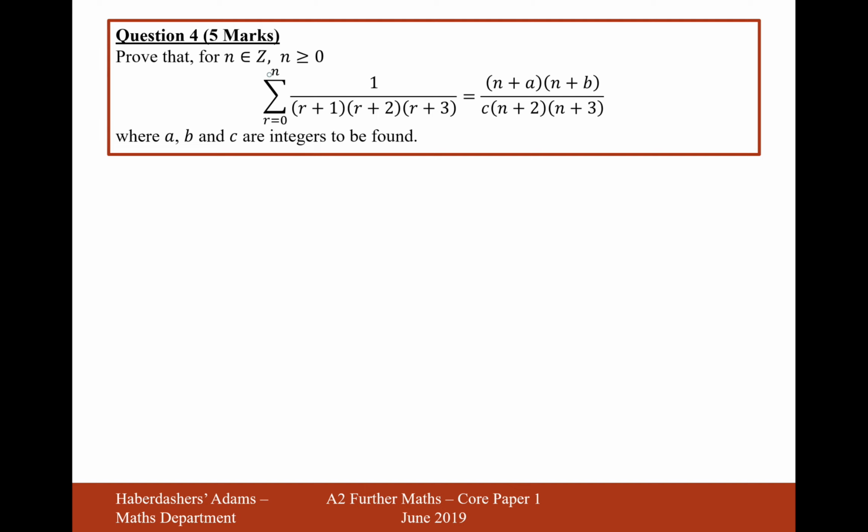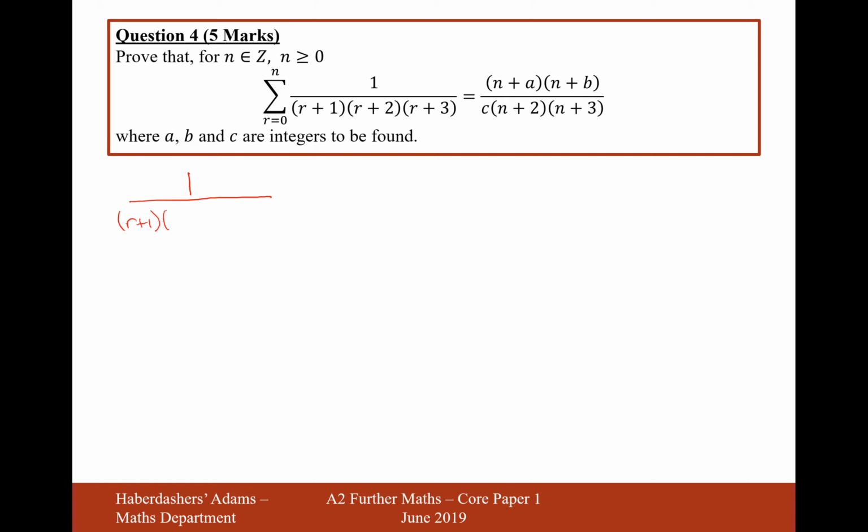Prove that for n an integer where n is greater than or equal to 0, this summation here is equal to this expression at the back, where we've got a, b and c that need to be worked out. We're not going to do this by proof by induction, we're going to do it by the series method of differences. So the first thing we need to do is sort out these partial fractions.